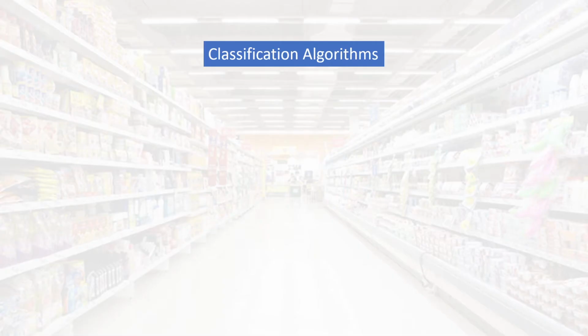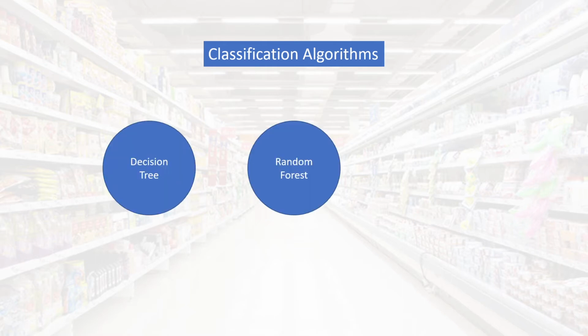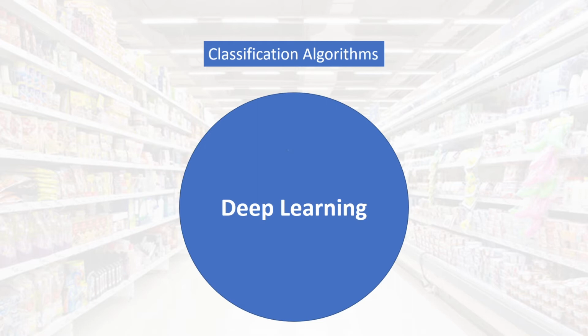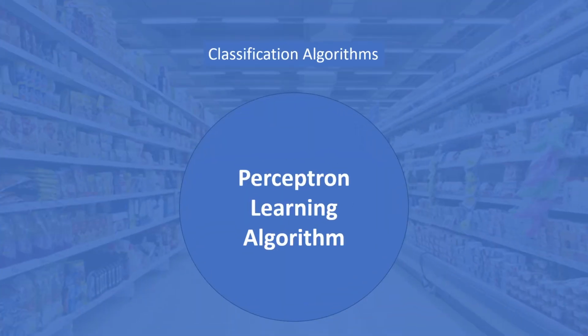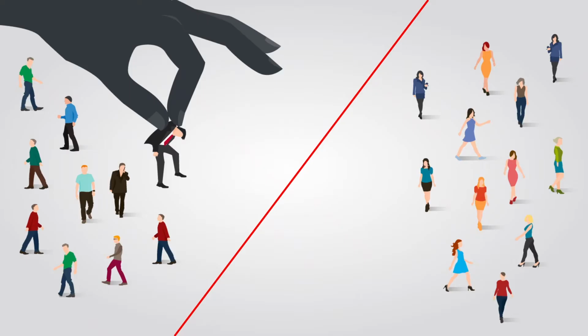To solve this problem, we can use many classification algorithms like decision tree, random forest, etc. But we are in a deep learning era, so let's discuss how we can use deep learning to solve this problem. Perceptron Learning Algorithm. This algorithm is good at binary classification like yes or no, male or female. Our task is also binary classification, predicting whether it's a male buyer or female buyer.